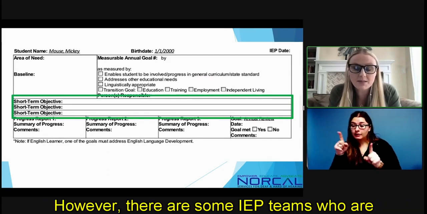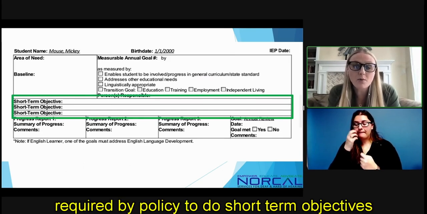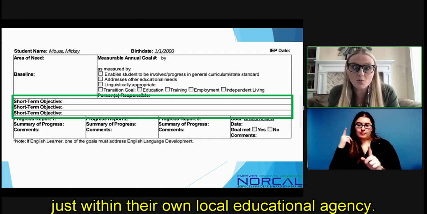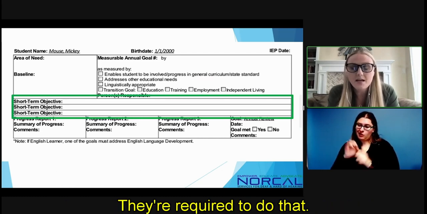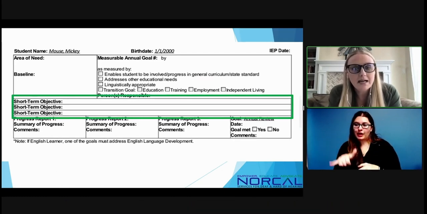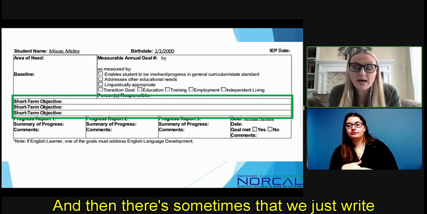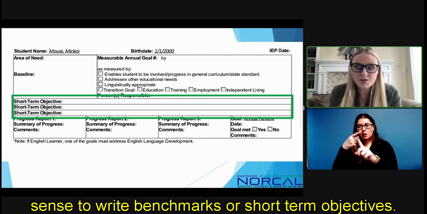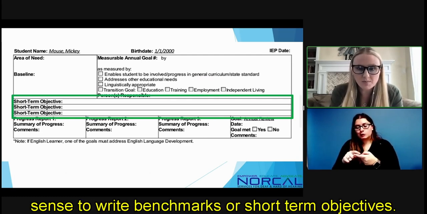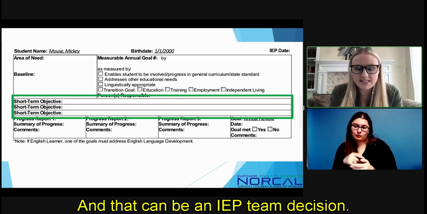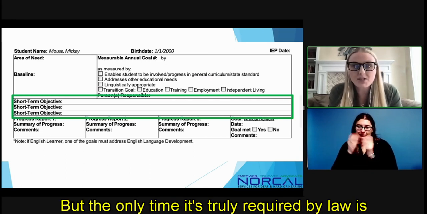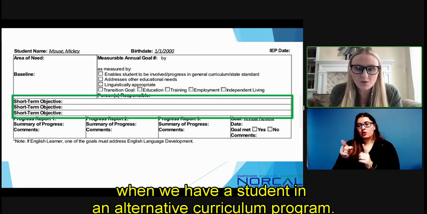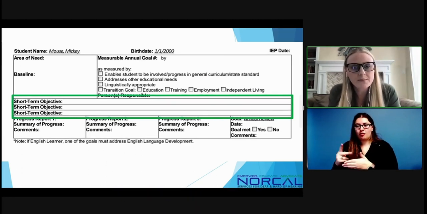However, there are some IEP teams who are required by policy to do short-term objectives just within their own local educational agency. They're required to do that. And then there's sometimes that we just write more intricate or complex goals where it makes sense to write benchmarks or short-term objectives. And that can be an IEP team decision. But the only time it's truly required by law is when we have a student in an alternative curriculum program.